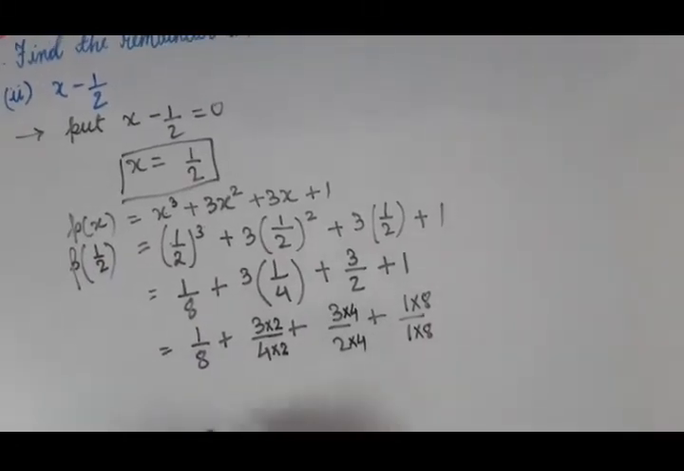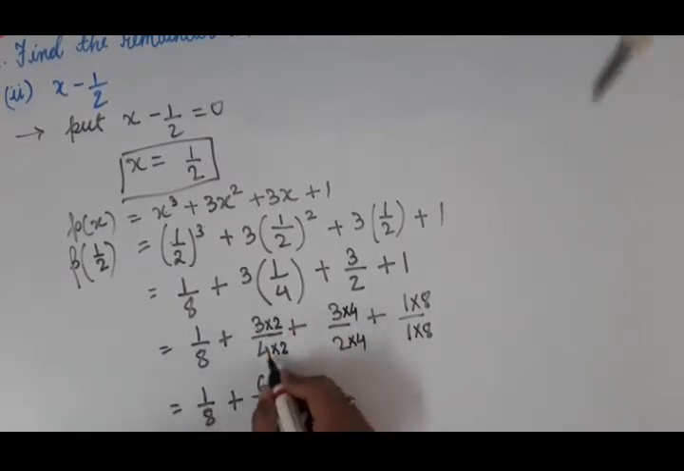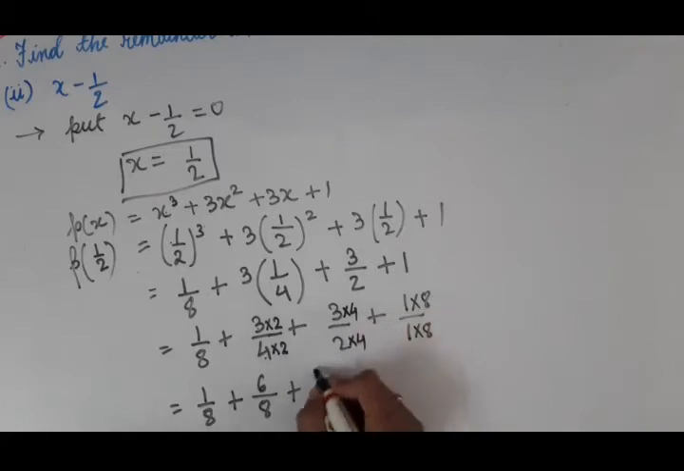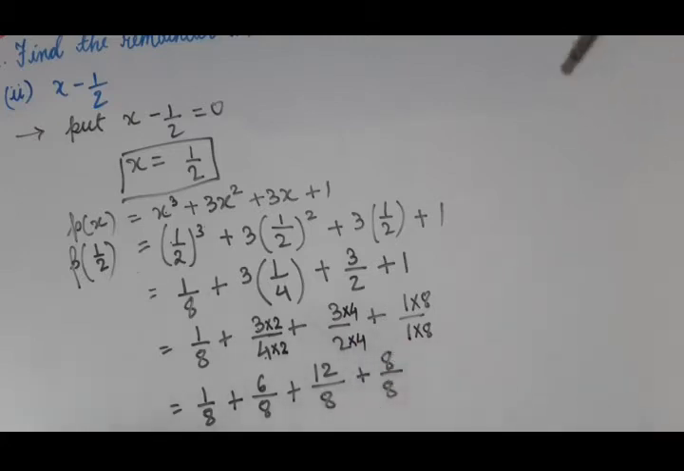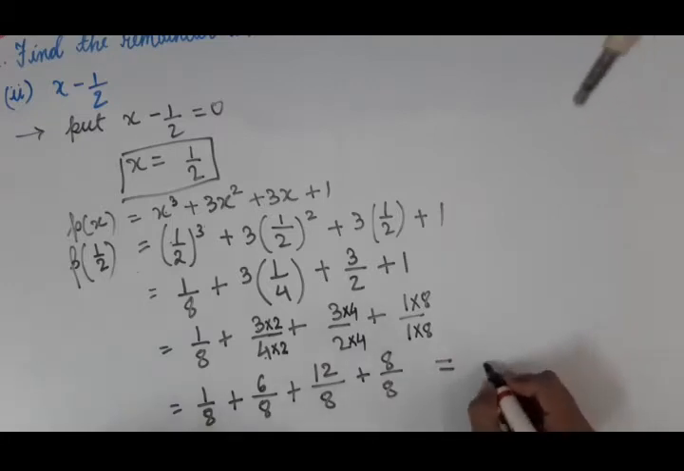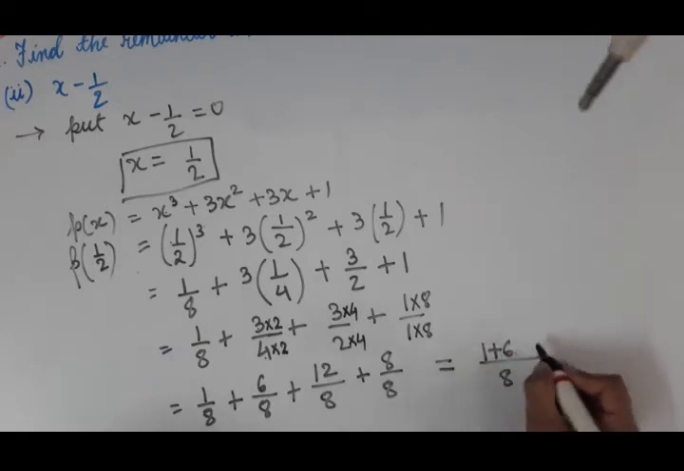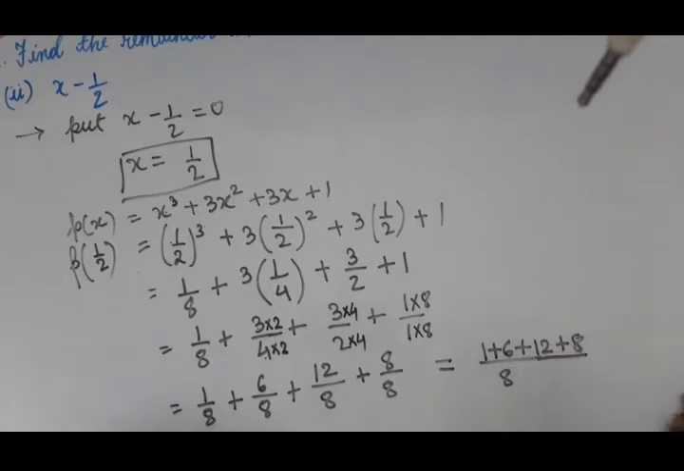In the next step: 1 by 8 plus 3 into 2 is 6 upon 4 into 2 is 8, plus 3 into 4 is 12 upon 2 into 4 is 8, plus 8 by 8. Now if you see, all the denominators are the same. So I can write the denominator only once and now add the numerators: 1 plus 6 plus 12 plus 8. Okay, so what will we get?